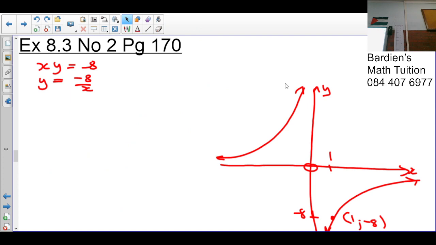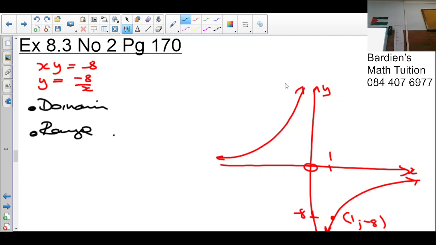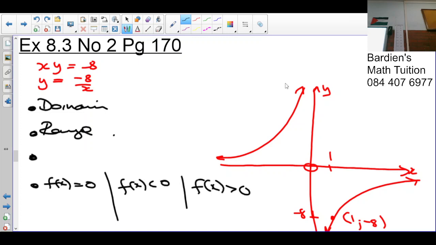Right. Let's look at the first question. I want you guys to write down the domain, the range, increasing or decreasing, with f of x equal to 0, f of x less than 0, f of x more than 0. Okay? We have 2 minutes and I need to do one where the graph has shifted.